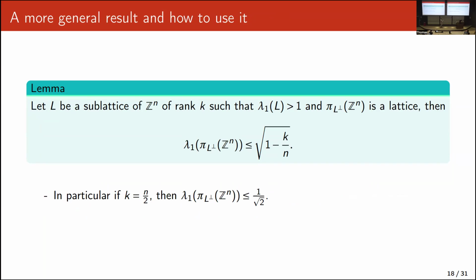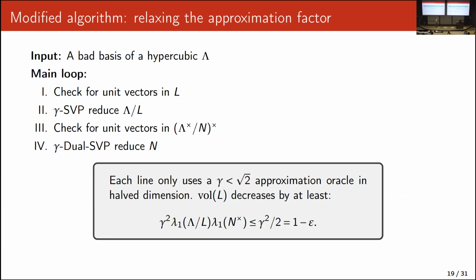So if k is n over 2, then this says that the lambda 1 here is less than 1 over square root 2. So when I multiply two of these together, it means that I have leeway for square root 2 approximations. Also, square root 2 approximations can be used to check for unit vectors in a sublattice of the integer lattice. So this is what we do in our algorithm. We add this step here. We check for unit vectors in L.